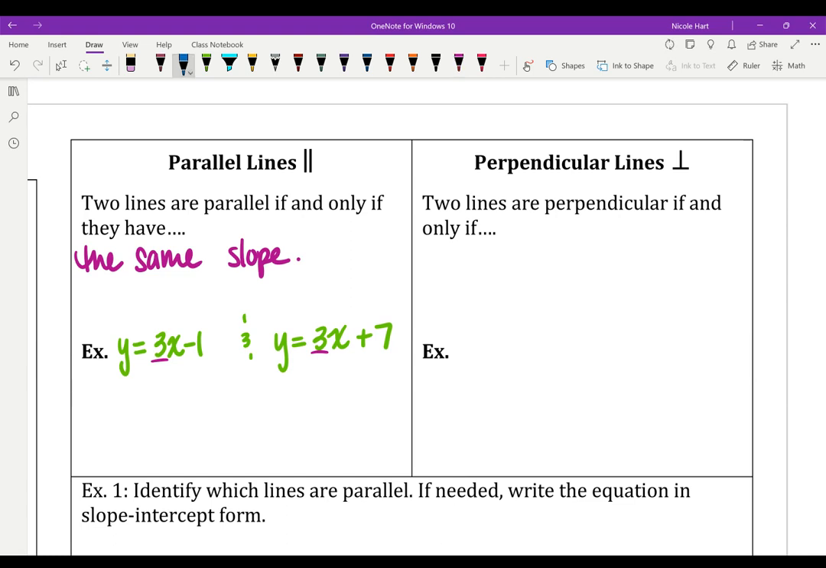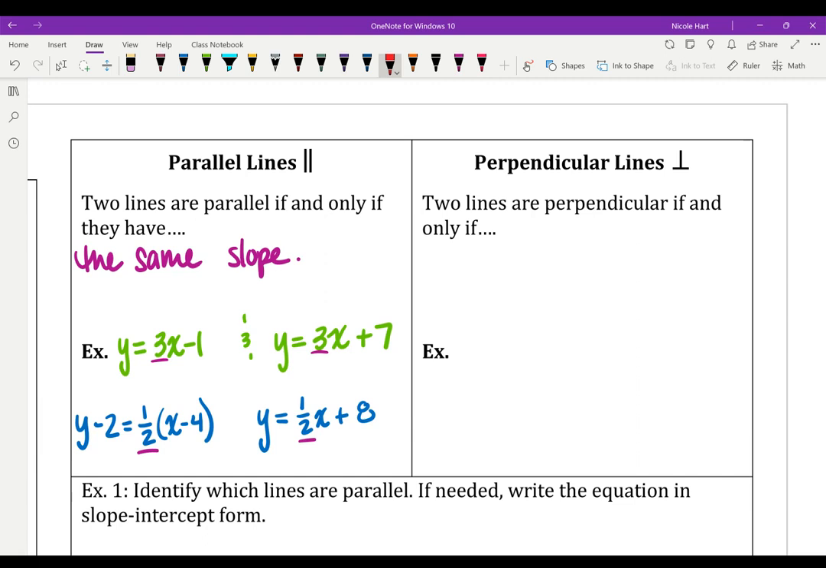Or you could have a line that says y minus 2 equals 1/2 parentheses x minus 4 and y equals 1/2 x plus 8. Well, these also have a slope of 1/2. One is in point slope form and one is in slope intercept form, but the slopes are still the same. Again, that number in front of the x is what we are looking for.